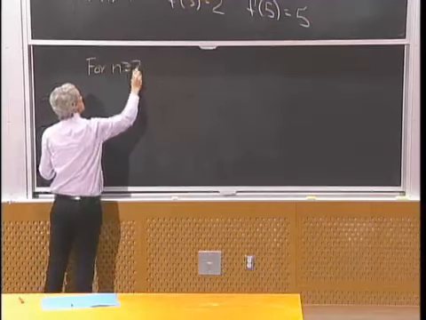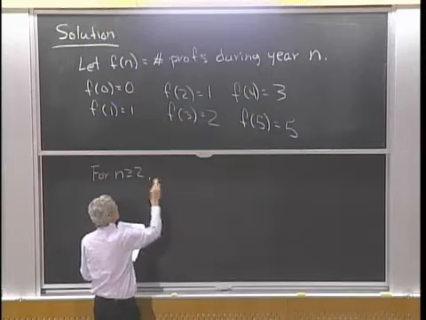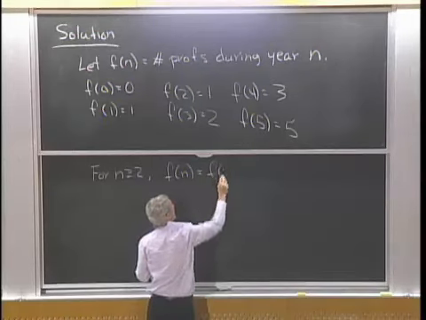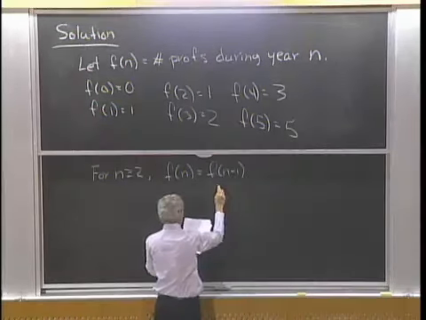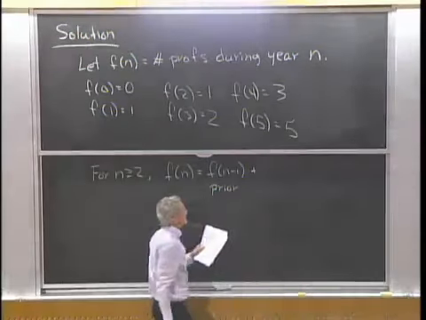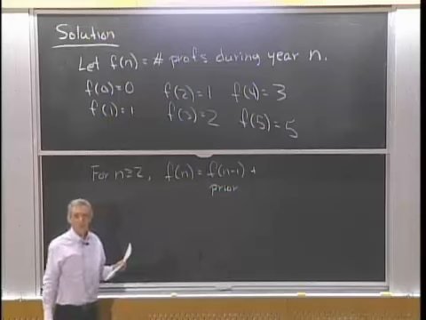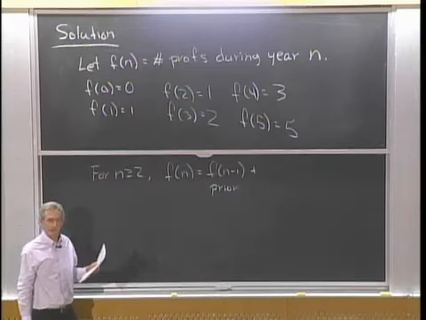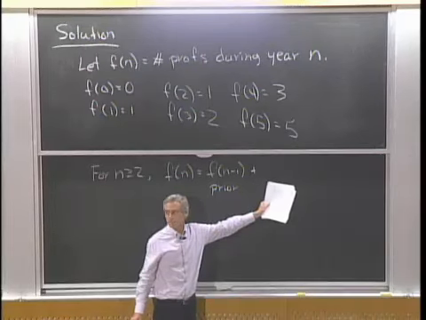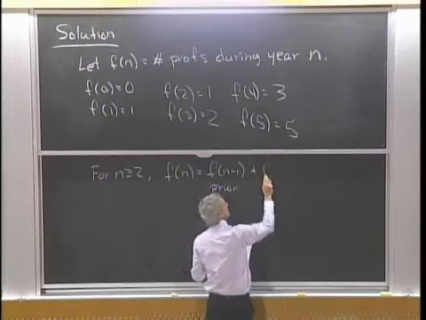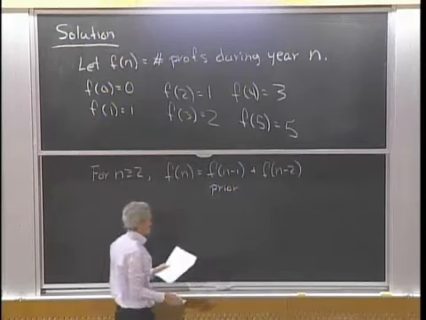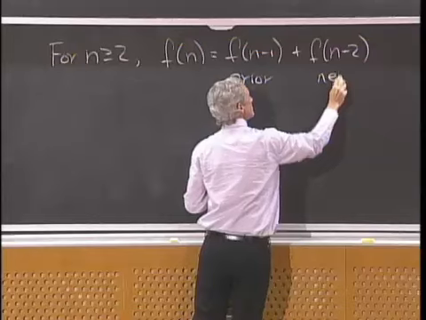For years 2 and beyond, the number of professors in year n is the number that we had last year. That's the previous ones. Plus the number that were generated, new professors, the graduate students that graduated. In terms of f, how many new ones are there? F of n minus 2, because that's the number of professors that were there a couple of years ago, and they are now generating them. So that's the new ones.